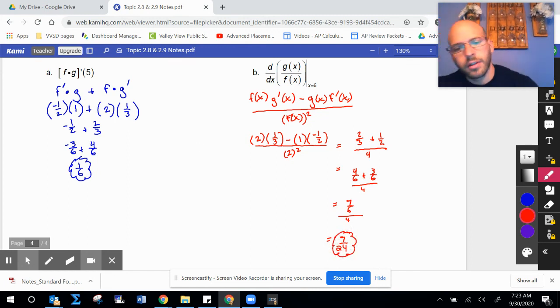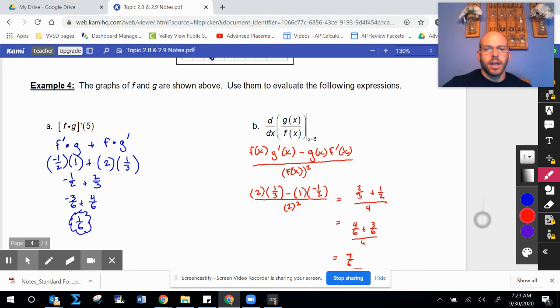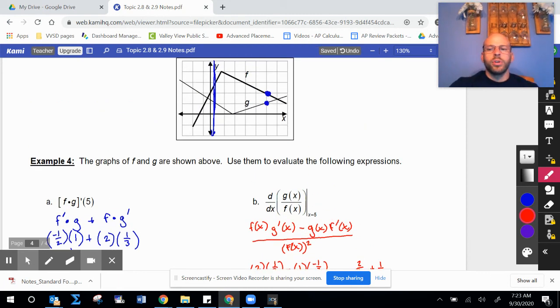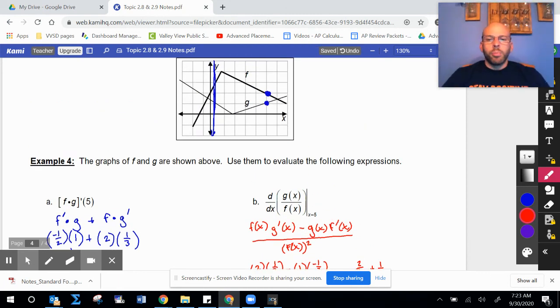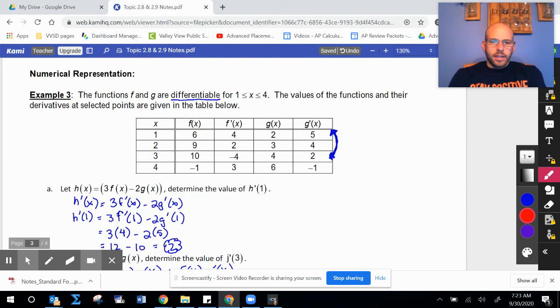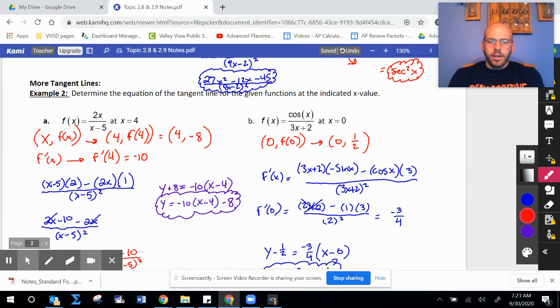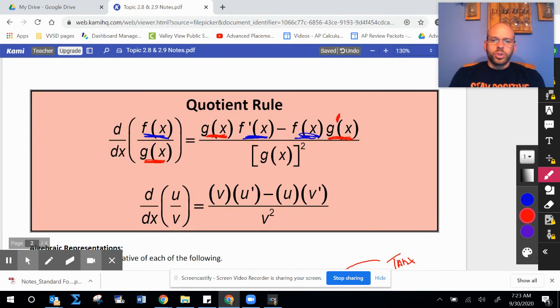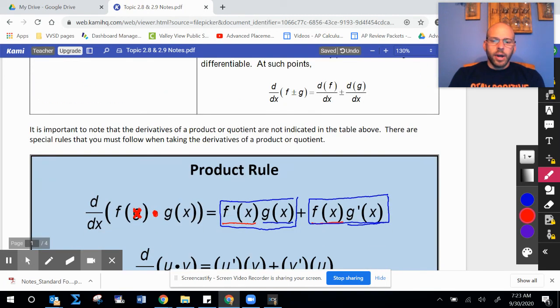as my answer. Okay, so again, we can do it from a graph. When you look at a graph, you're just looking at the outputs and the slopes. Okay, when you're doing it from a table, they have to give you those values. And then when you do it from an equation, we have to just use the rules and then substitute. Okay, so again, quotient rule and product rule.